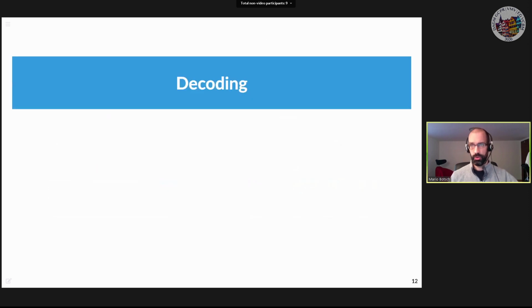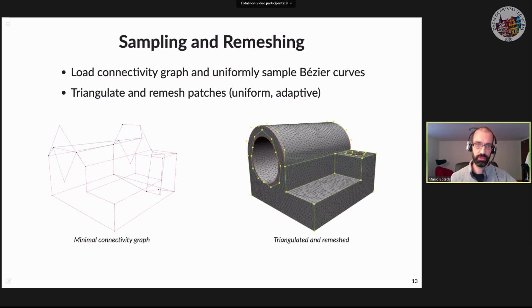And this is the encoding. And then let's see how we can decode the mesh from this compact representation. In the first step, we load this coarse mesh on the left-hand side. Then we know every edge corresponds to a Bézier curve, which we then just sample.